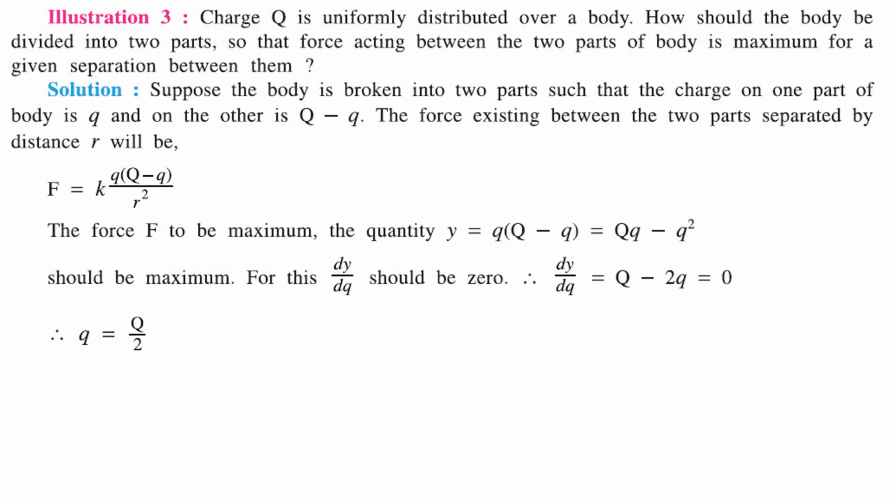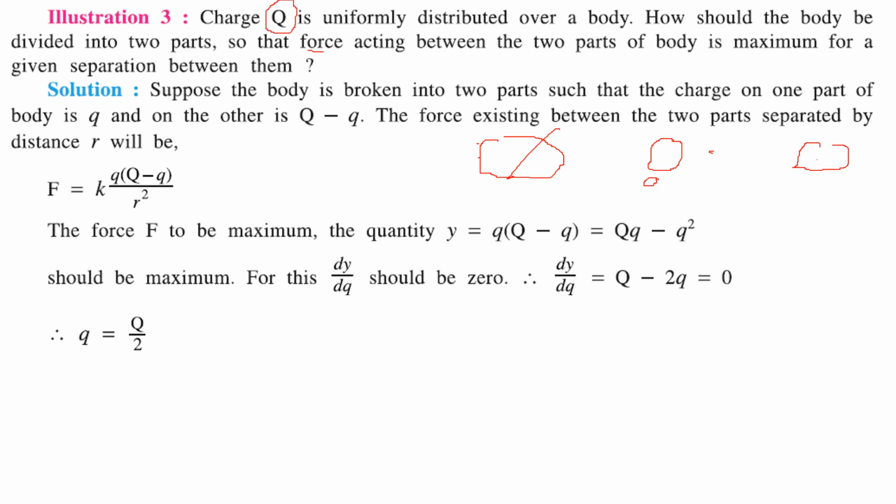Charge Q is uniformly distributed over a body. How should the body be divided into two parts so that the force acting between the two parts of the body is maximum for a given separation between them? So we have a body, say this is a body. We divide it into two, say one is this and one is this. Two parts we have divided. Now suppose the body is broken into two parts. The whole charge is capital Q.